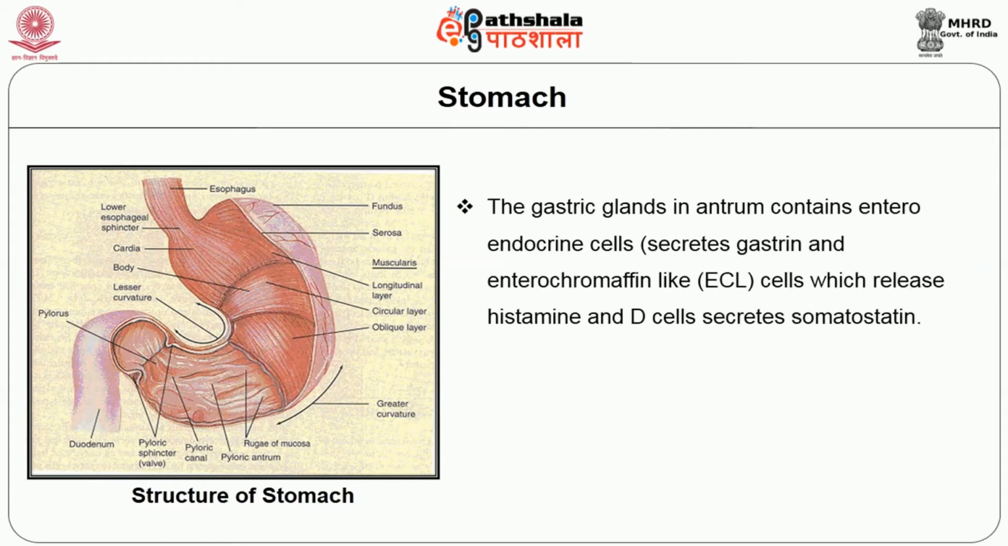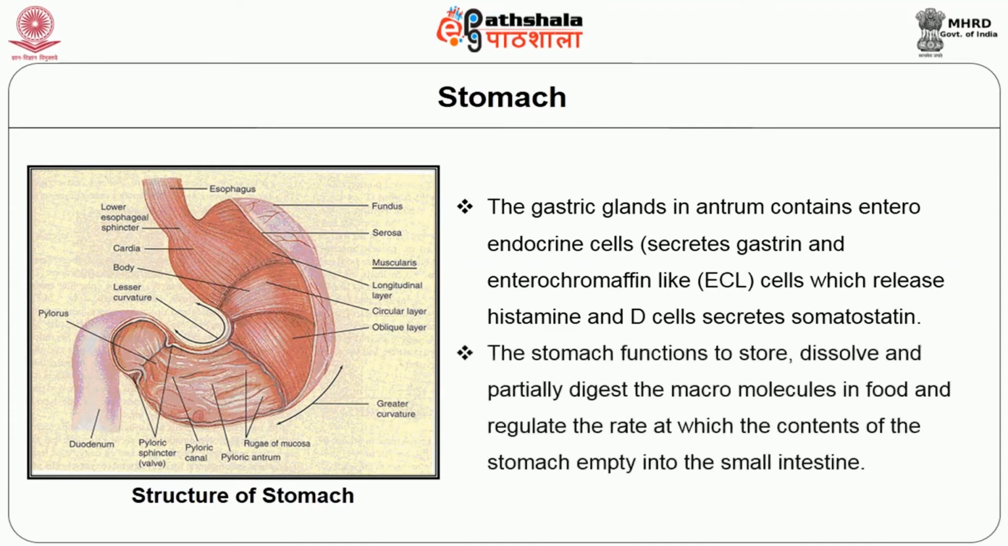The gastric glands in the antrum contain enteroendocrine cells which secrete gastrin, enterochromaffin-like cells which release histamine, and D cells which secrete somatostatin. The stomach functions to store, dissolve and partially digest the macromolecules in food and regulate the rate at which the contents of the stomach empty into the small intestine.